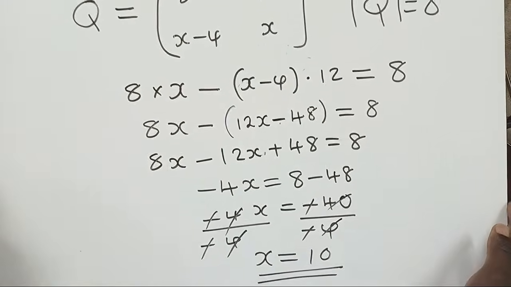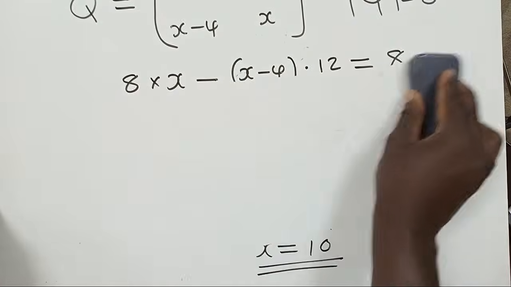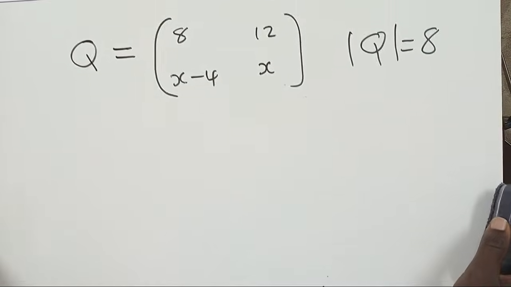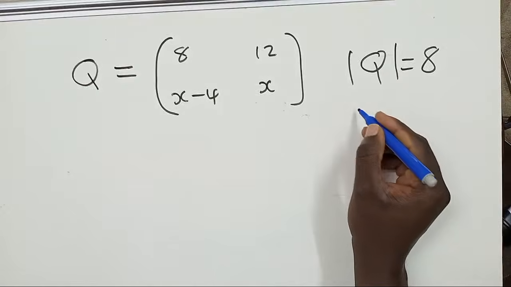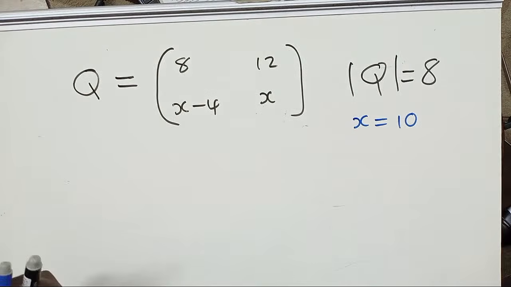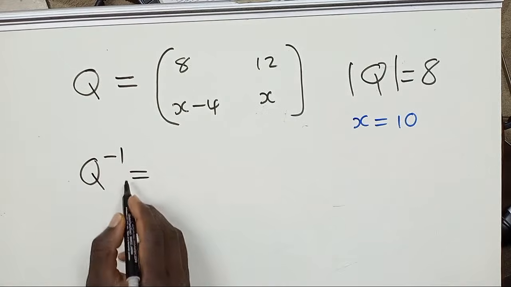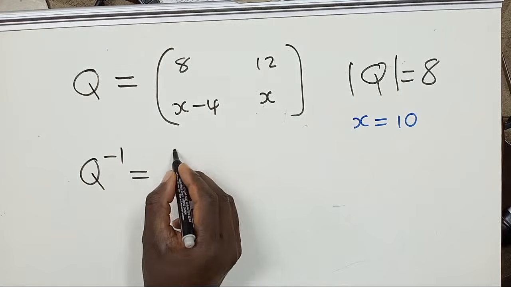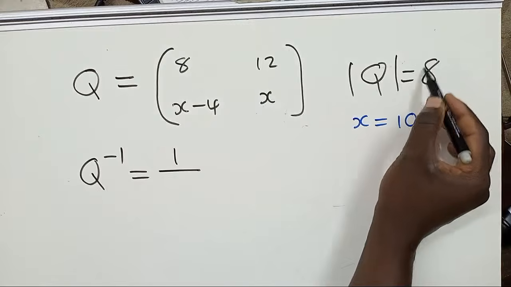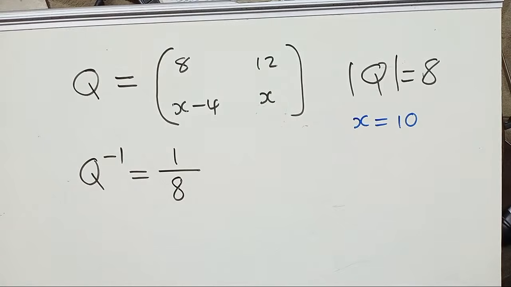Okay, so we go to the next question. Since we have found the value of x to be equal to 10, in the next question they want us to find the inverse. So we find the inverse of matrix Q. To find the inverse, we say 1 over the determinant. What determinant do we have? We have 8. So you put your 8 down there, 1 over 8.